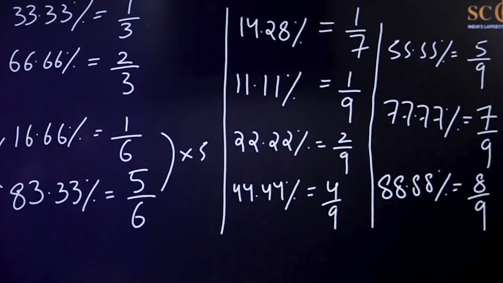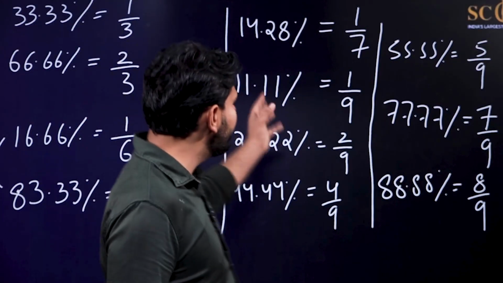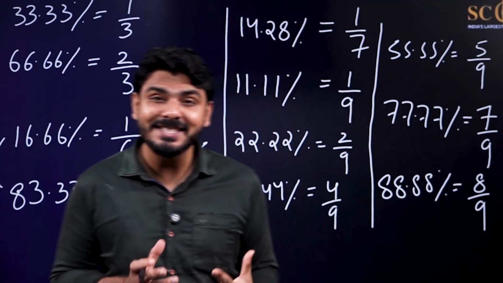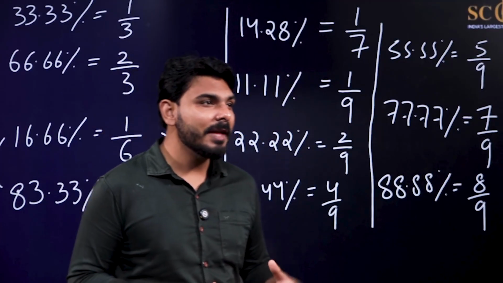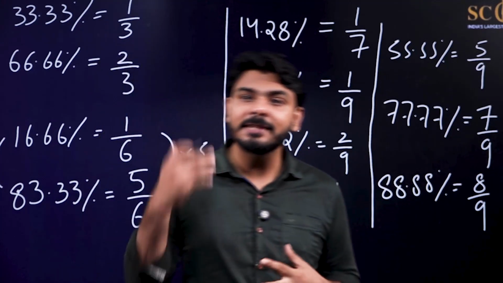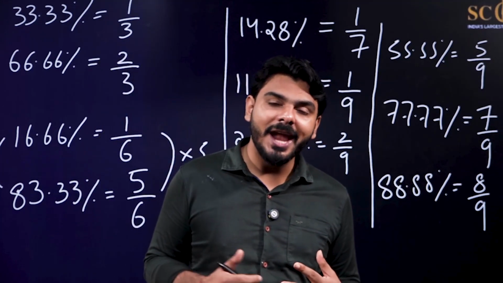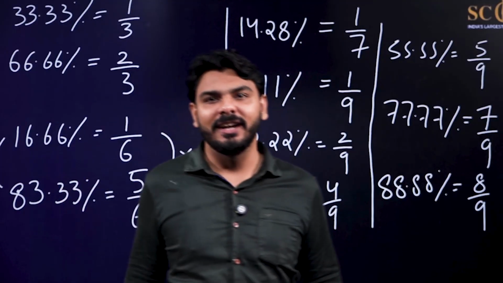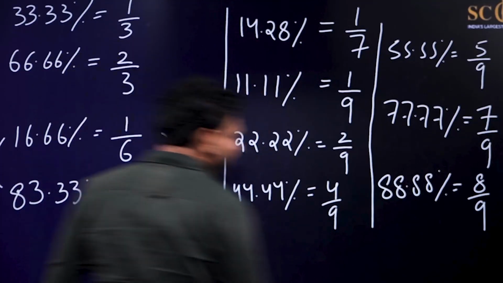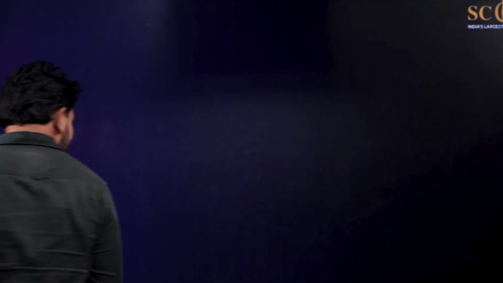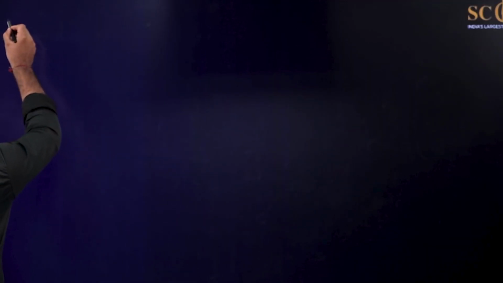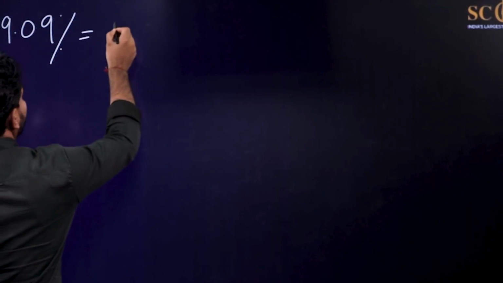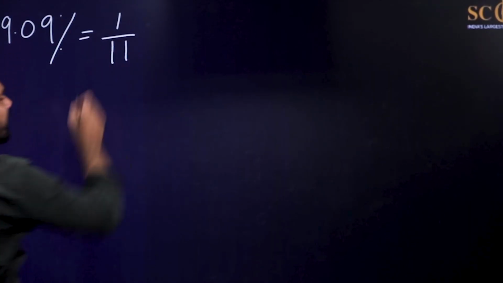Now there is one important trick that you can remember, that 11 and 9 are interconvertible. It means if you want to know 11.11%, it is 1 by 9. Now if you want to know 1 by 11, it is 9.09%. Let me check it out for you. What is 9.09%? It is equal to 1 by 11.